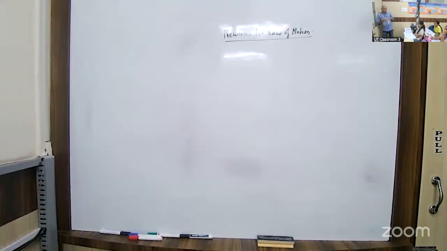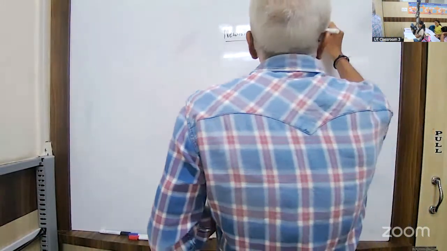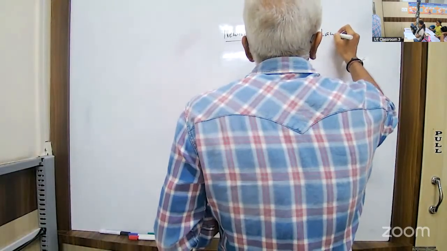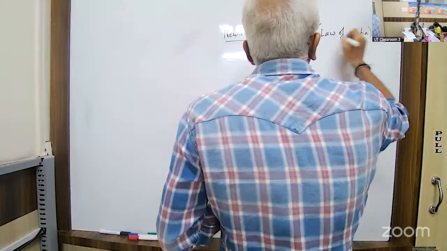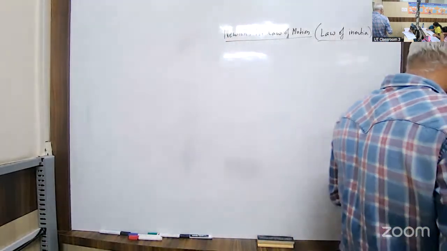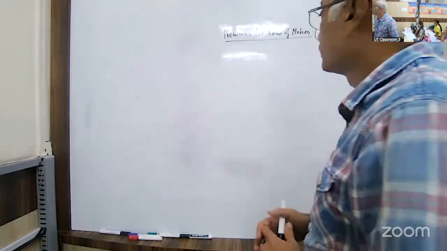So there is an inherent property of the body which is called inertia. So it is due to inertia. That's why this is also called the law of inertia. Newton's first law is also called the law of inertia. So we will have to understand what is inertia.